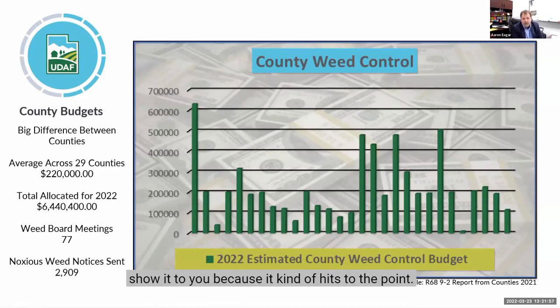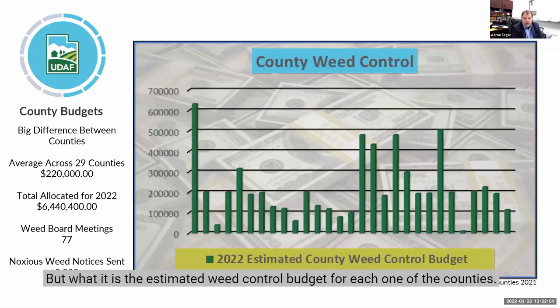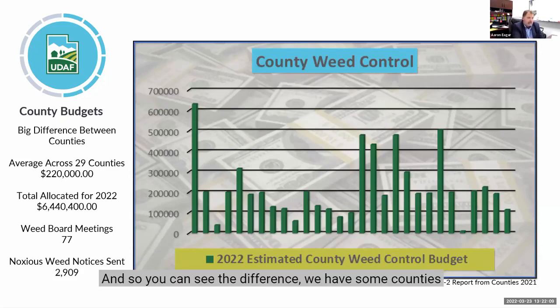This slide is a little bit weird, but I wanted to show it to you because it kind of hits to the point. Each one of these bars represents one of the counties, 29 counties, 29 bars, and shows the estimated weed control budget for each one of the counties. And so you can see the difference. We have some counties that have over 600,000 in their budget, and then we have some counties that only have 20,000 on the far right.